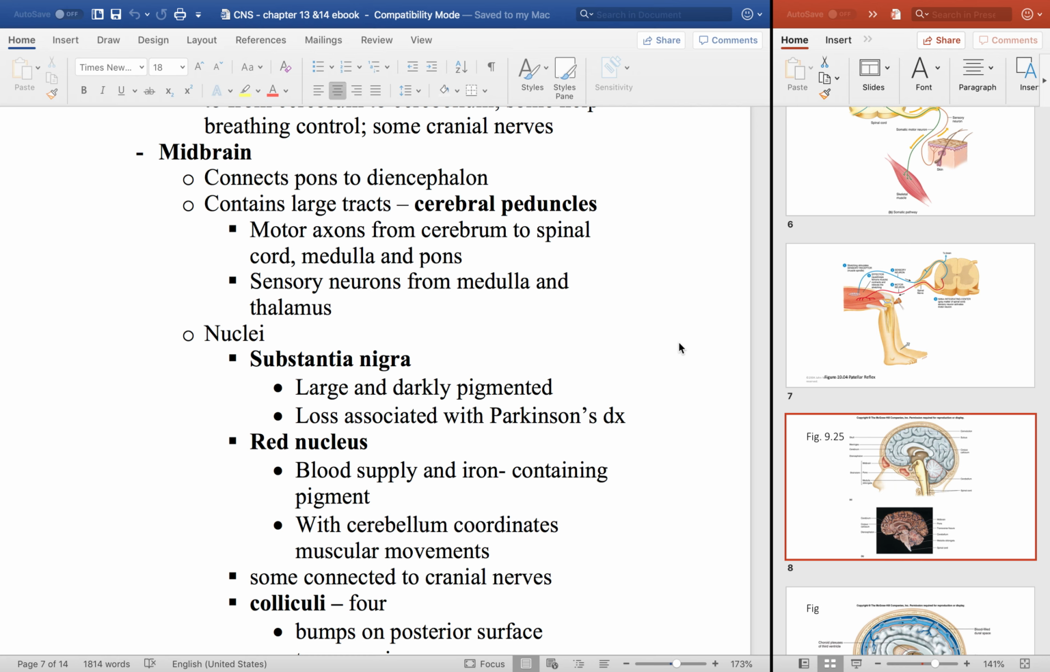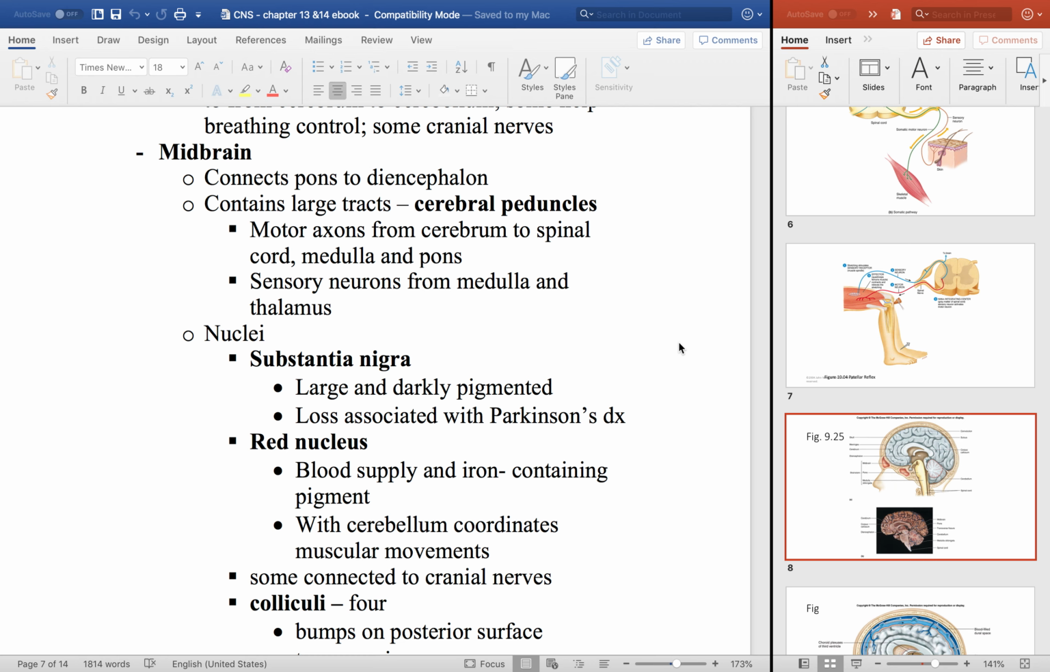So the motor axons are coming from the cerebrum, after it's told what to do, to the spinal cord and the medulla and the pons. The sensory neurons are coming from the medulla and the thalamus.